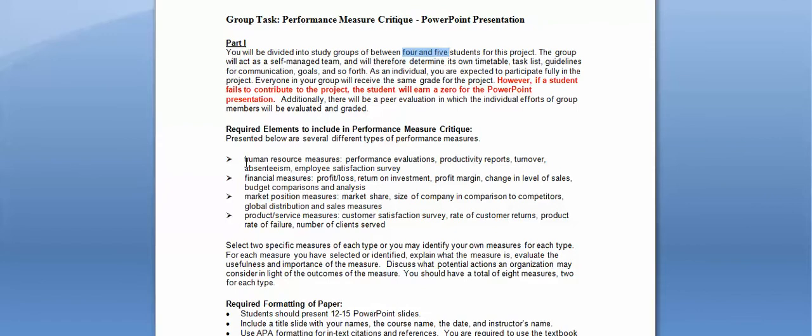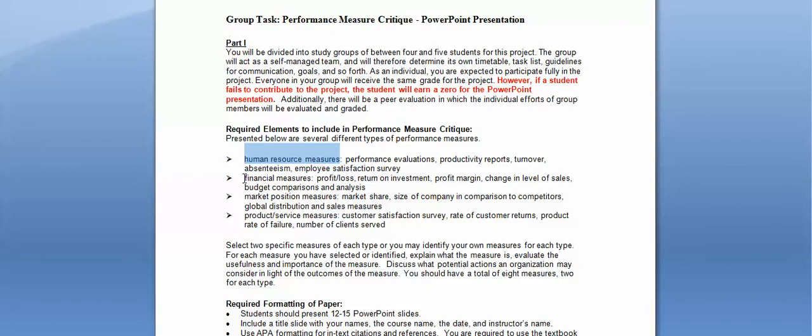So this is what the expectation is. The first part of the presentation really requires you to look at the 4 different types of performance measures, and there are 4, so let me highlight each one separately. First, you have human resource measures. These measures can be performance evaluations, productivity reports, turnover, absenteeism, employee satisfaction surveys. These are examples. If you find that there's another one you want to use, that's fine.